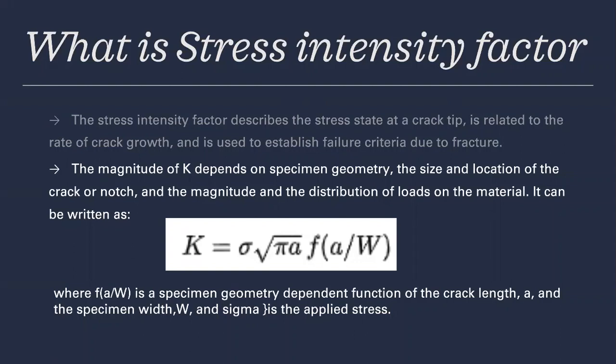The magnitude of K depends upon the specimen geometry, the size and the location of the crack or notch, and the magnitude and the distribution of loads on the material. It can be written as K is equal to sigma root over pi a times f of a by W, where f of a by W is a specimen geometry dependent function, a is the crack length, W is the specimen width, and sigma is the applied stress.